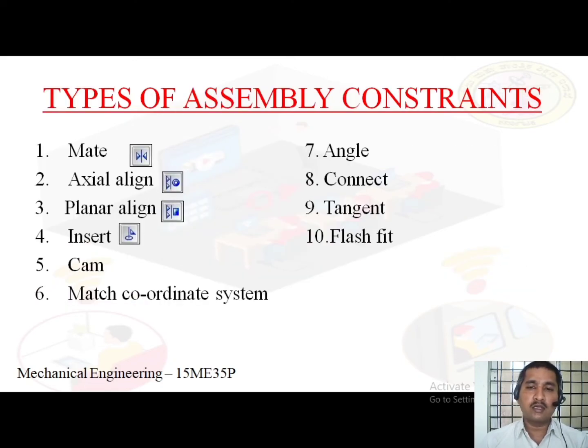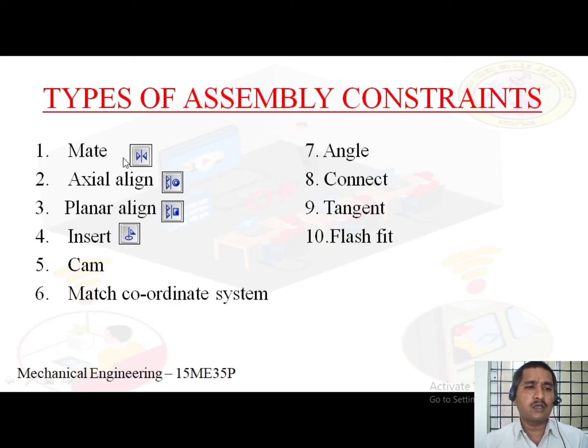Types of assembly constraints. These are the commands used for assembly relationships. The first one is the mate relationship. It allows you to make two selected faces or reference planes parallel and reorient them face to face to each other. If you are applying the mate relationship, then you have to specify the fixed or floating icon.